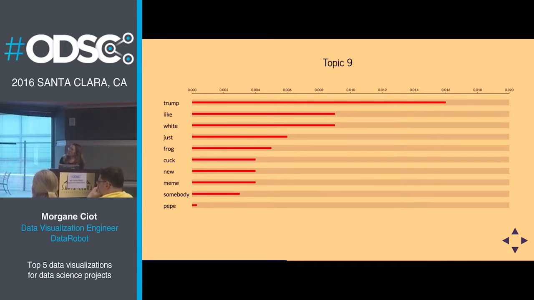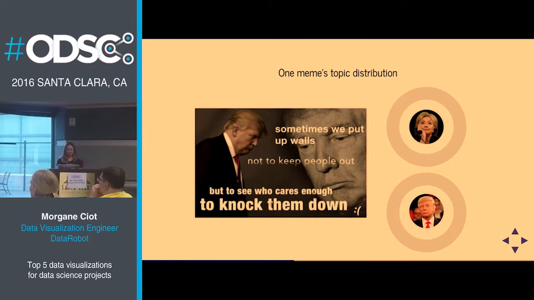So I can't really show you the memes that went into describing this topic or building this topic because they're honestly probably too offensive and politically fraught to put up on here. But let's look at another one. This is Donald Trump. Sometimes we put up walls, not to keep people out, but to see who cares enough to knock them down. It's so sad.